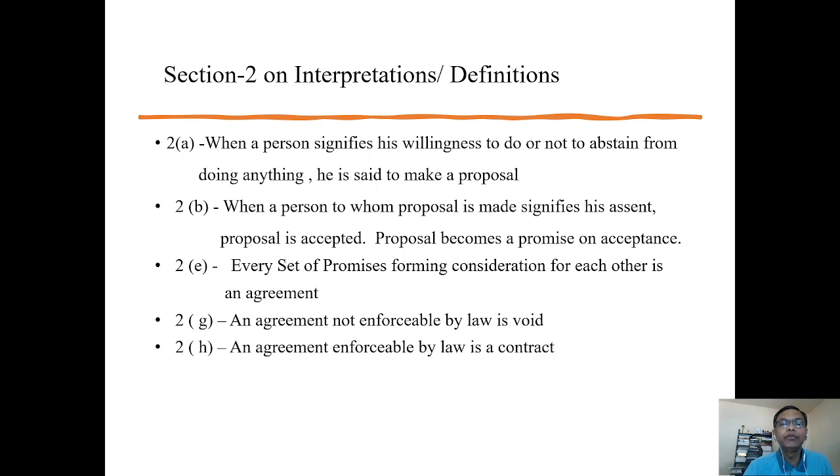An agreement enforceable by law is a contract. In the previous lectures also we have seen the difference between a contract and an agreement. A contract is an agreement which is legally enforceable. Otherwise, an agreement is a mere agreement, right? All agreements are not contracts, but all contracts are agreements. A contract is a subset of an agreement which has legal enforceability. This is the legal meaning and differentiation between a contract and an agreement.